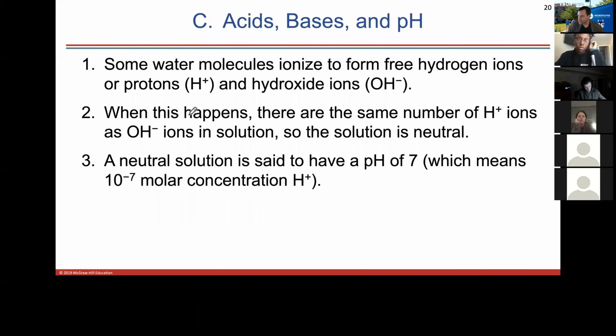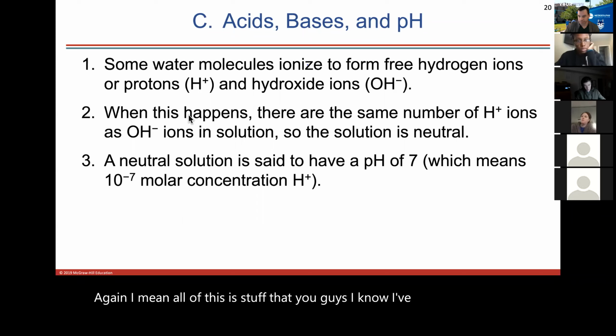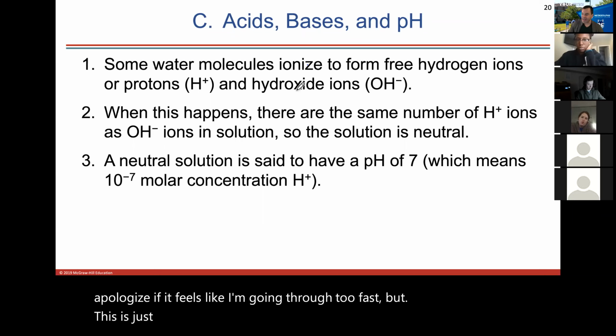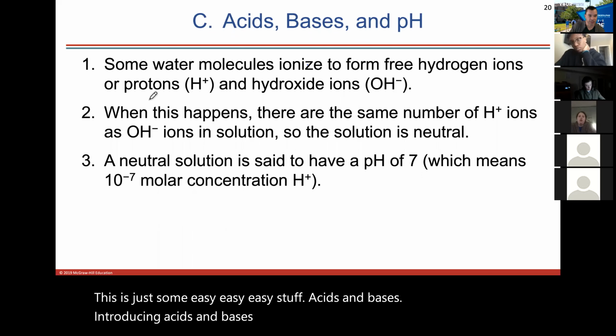Again, all of this is stuff that I know you've seen before. I apologize if it feels like I'm going through it too fast, but this is just some easy stuff. Acids and bases. Introducing acids and bases here.